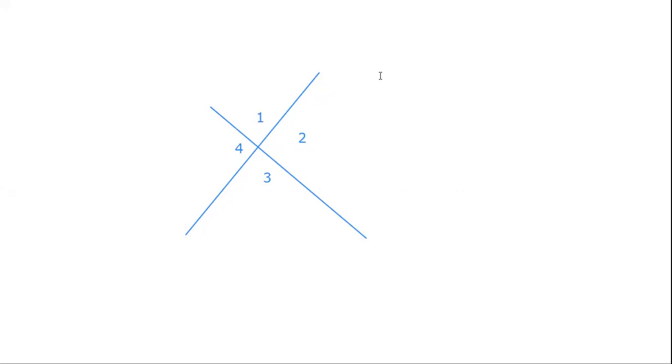Now, none of those lines is vertical. This is where the definition, you're going to have to change your thinking a little bit, is this is not straight up and down lines. 1 and 3 are considered a pair of vertical angles because they're congruent. 2 and 4 are congruent. Not vertical, these are still vertical angles. Vertical angles are congruent.